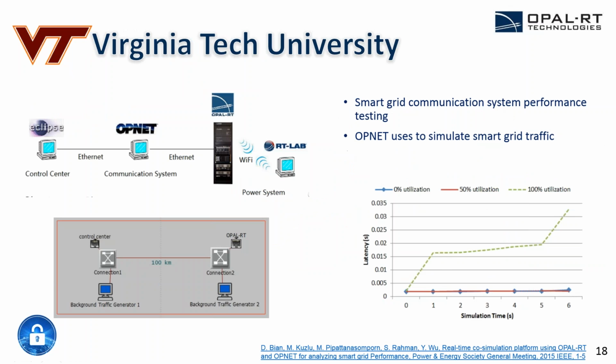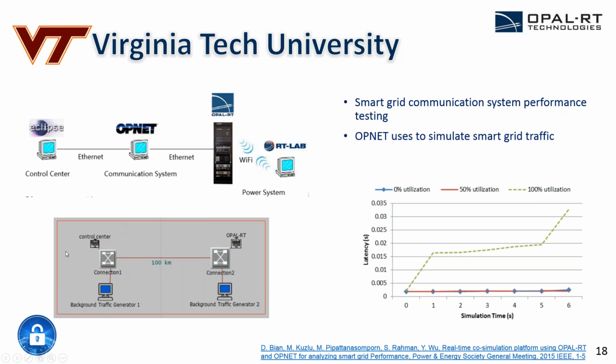A more basic example is Virginia Tech University. This is from a paper that they released where they've modeled a simple power system and they wanted to test the ability of the communication network to pass information to an in-house designed control center. And they've used OPNET as a network simulator tool.